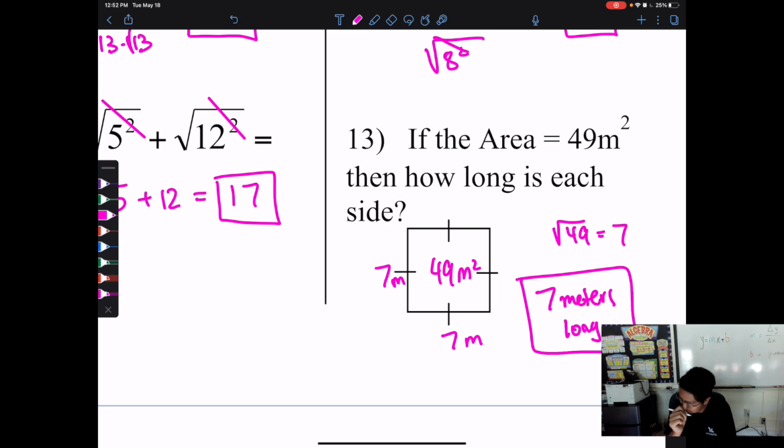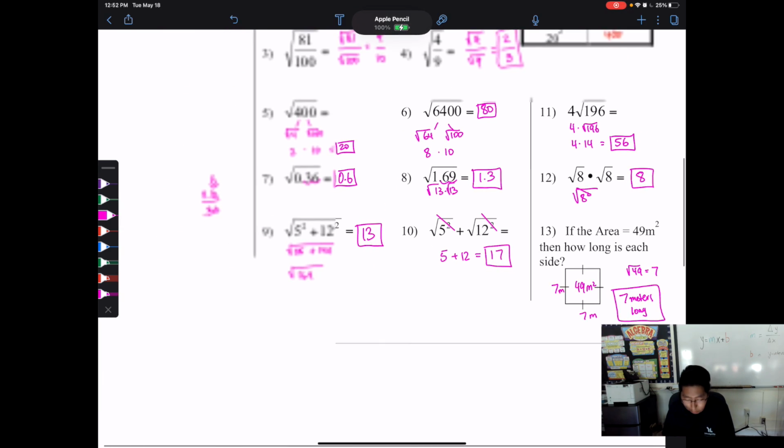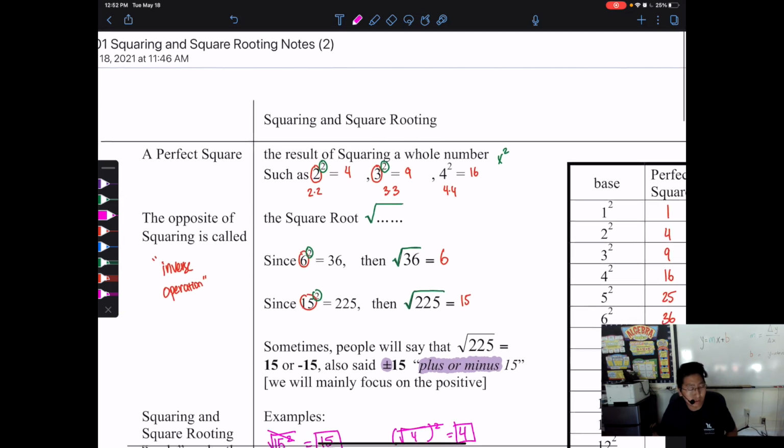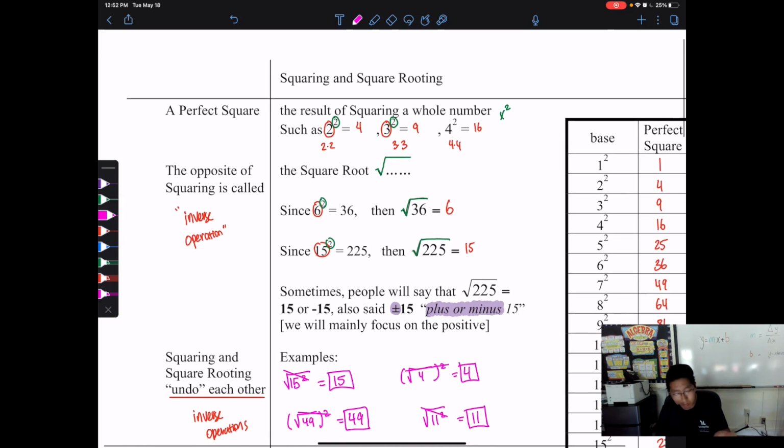Okay. Now, these are our notes for square rooting. Okay, it's an introduction to square rooting. You already kind of knew what squaring is because we talked about exponents. It's to the second power. All right?